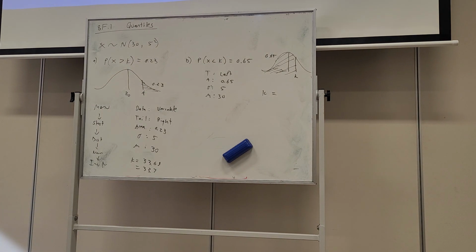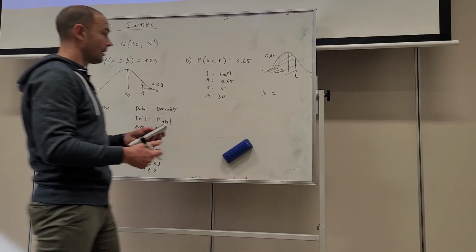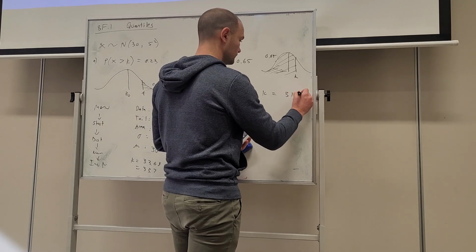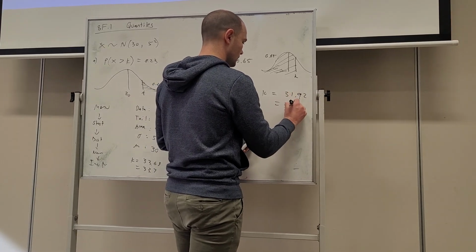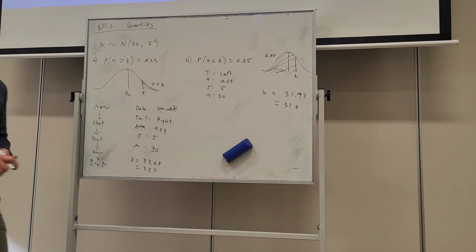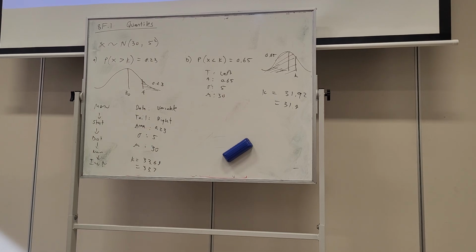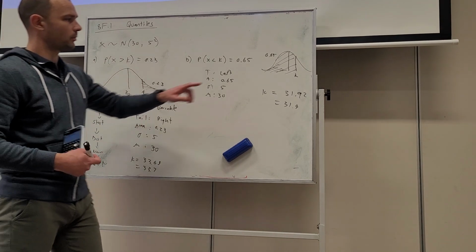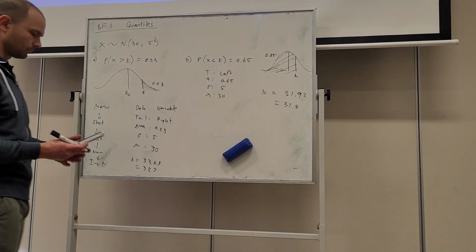Left 0.65, 31.92. Okay, so now the probability of a fish being smaller than 31.9 centimetres is 0.65. That's what this one means.